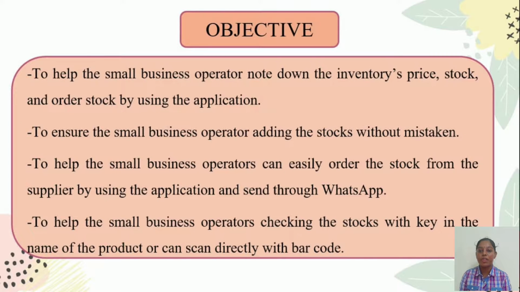Second objective is to ensure the small business operator adds the stock without mistake. Third is to help the small business operator easily order the stock from the supplier by using the application and through WhatsApp. The last objective of the Smart Inventory application is to help the small business operator check the stock by keying in the name of the product or scanning directly with the barcode.